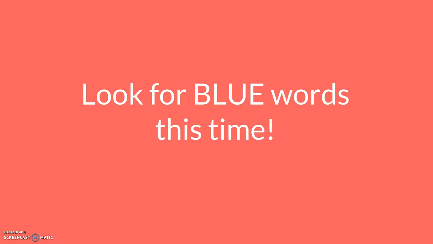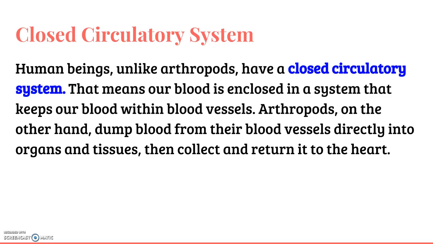All right, so human beings, unlike arthropods, have a closed circulatory system. What that means is that our blood is enclosed in a system that keeps the blood within blood vessels. Arthropods, and if you know what that is on your homework, write out a definition of arthropods and draw me a picture of one for extra credit on your next test. Arthropods, on the other hand, don't have a closed circulatory system.